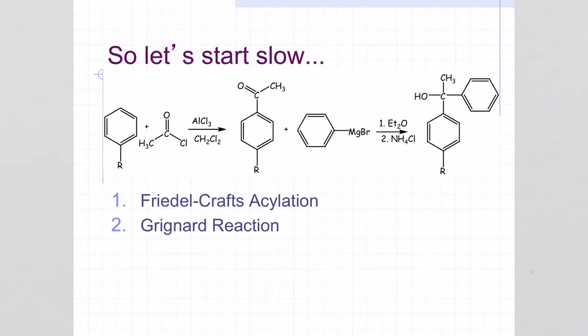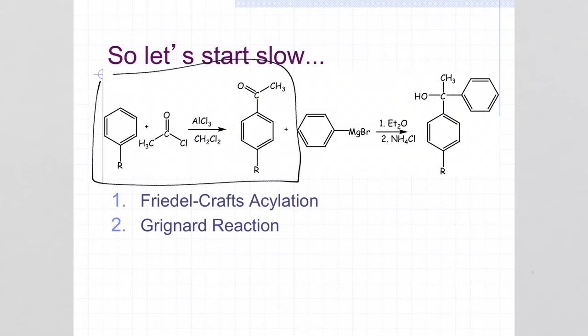Rather than doing a 150-step synthesis, I think that we should start slow, and we will do what is essentially a two-step synthesis. The first step, this is what we're going to do next week, is a reaction called a Friedel-Crafts acylation, and it is a version of an electrophilic aromatic substitution. It's the same kind of reaction that we did last week in the nitration of methyl benzoate.